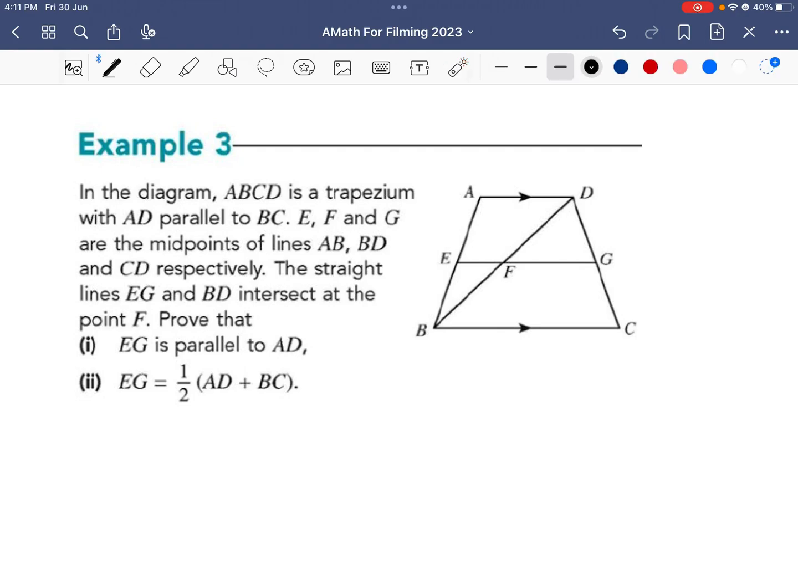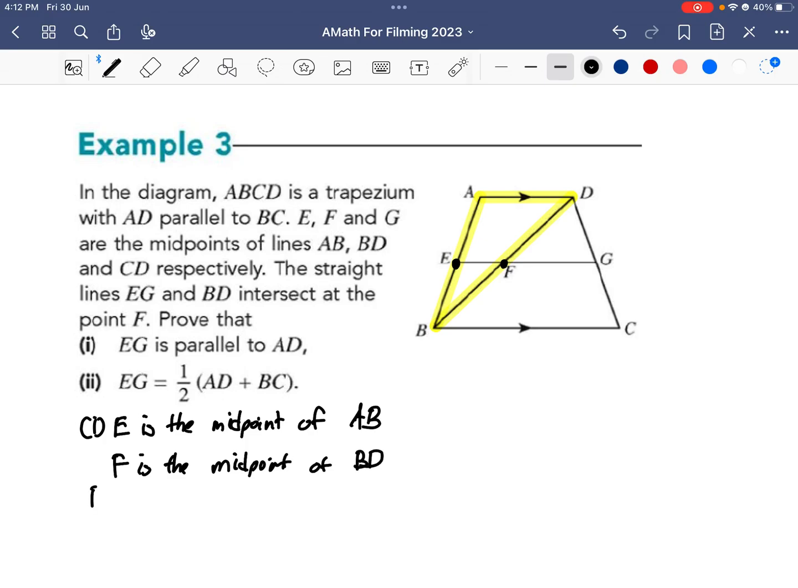Okay, now what we do is this. What we will say is, in triangle ABD, let me highlight the triangle for you. For this triangle itself, you already know that E is the midpoint of AB and F is the midpoint of BD. So straight away I can say this: since E is the midpoint of AB and F is the midpoint of BD, therefore by midpoint theorem, EF is parallel to AD.